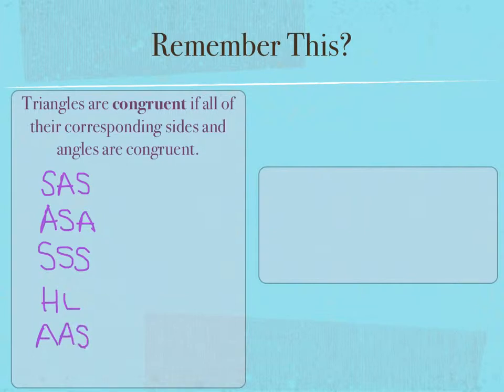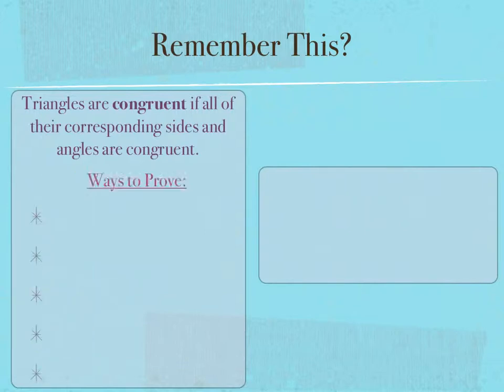But okay, so those were sort of our shortcuts, meaning we didn't necessarily have to show that all 6 parts were congruent. We didn't have to show that all 3 sides and all 3 angles were congruent. As long as I had one of these combinations, I was good to go. Okay, make sure you get those jotted down because when I click the slide, it's gonna disappear. Everyone got those? Okay, so cool little bullet points, but that's all right.